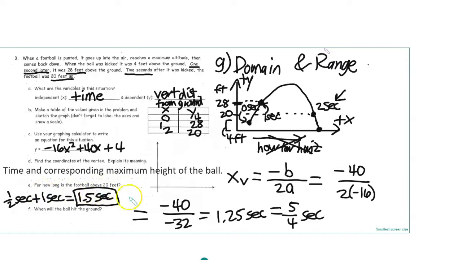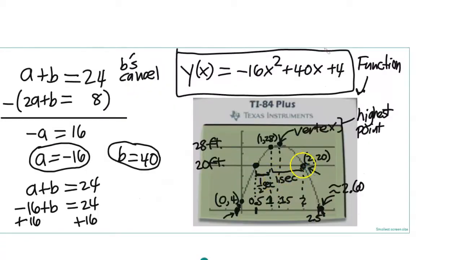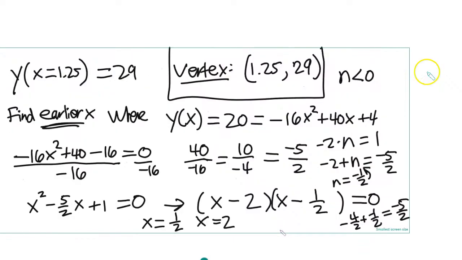How long is it above 20 feet? Well, we know that at 2 seconds, it's at 20 feet. We just had to figure out what this time is. So this time right here is 0.5 comma 20. How do we do that? We set the function equal to 20.